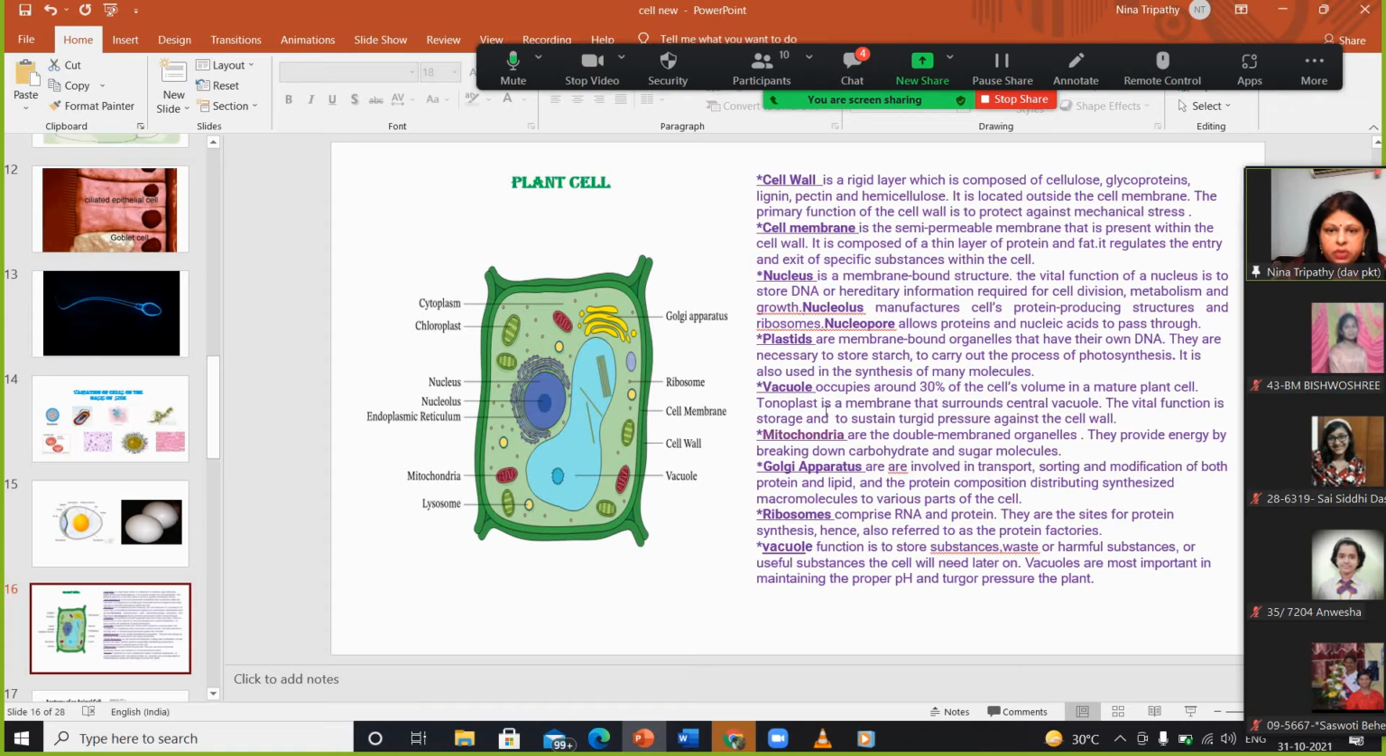against the cell wall. Then the next one is the mitochondria, double-layered membrane structures providing energy by breaking down carbohydrate and sugar molecules. Then the Golgi apparatus, that is involved in transport, sorting and modification. The next one is the ribosome, that is made up of RNA and proteins. They are the site of protein synthesis and referred to as the protein factories. Then the vacuoles again.